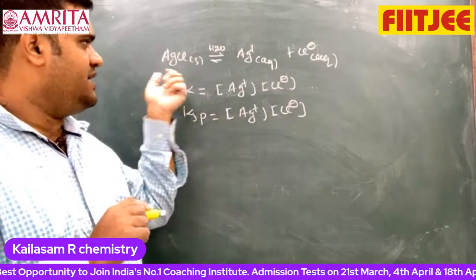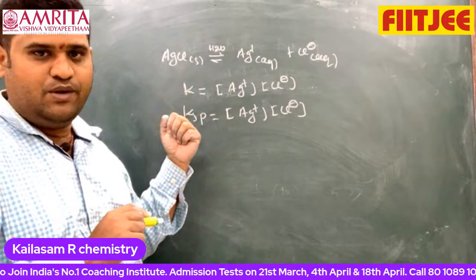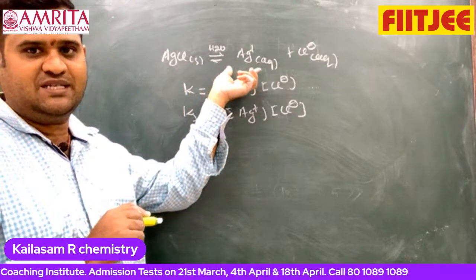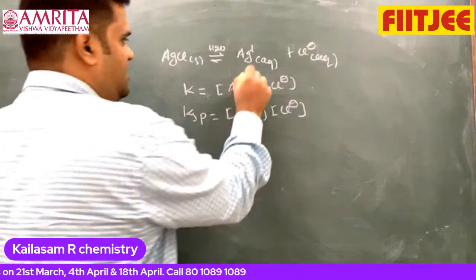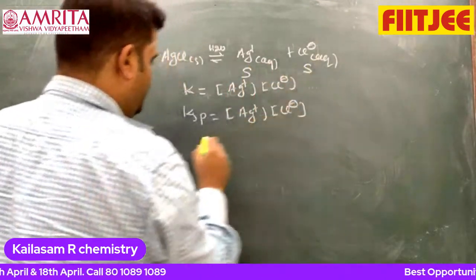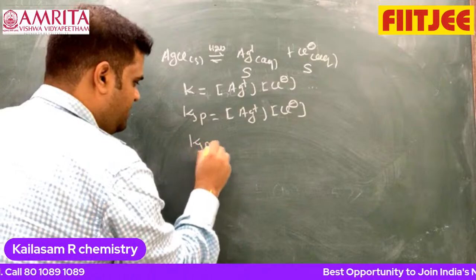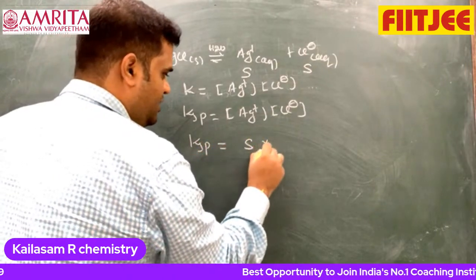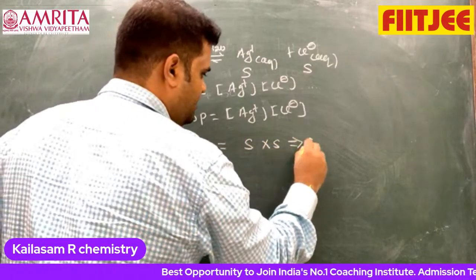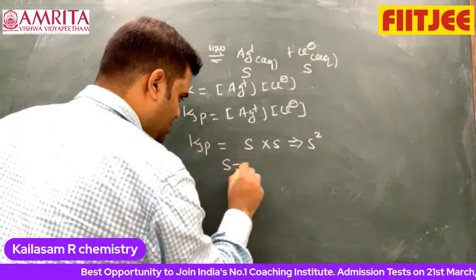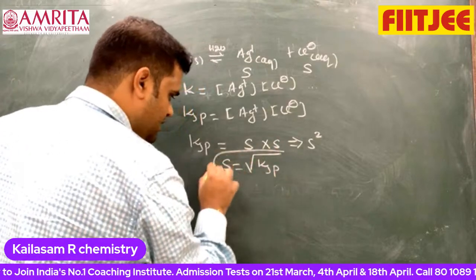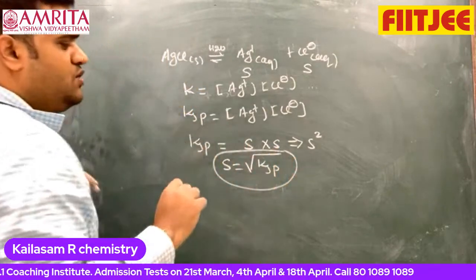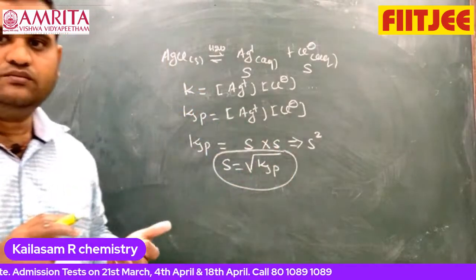At t equal to 0 and at equilibrium, I am keeping the solubility of Ag+ as S and the solubility of Cl- ion as S molar. Therefore I can say that Ksp is equal to S into S, that is S square. Therefore S is equal to root of Ksp. So if we know the Ksp value, I can find out the solubility.